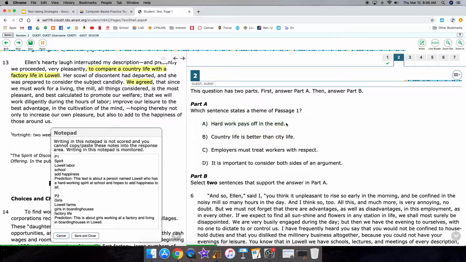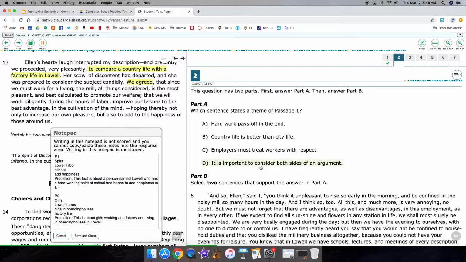Hard work pays off in the end. Well, maybe. Country life is better than city life. Well, we know that they agreed that the mill life is actually better, so it can't be B. Employers must treat workers with respect. It doesn't really talk about the employers too much. We know that one girl, Ellen, is kind of unhappy with the way she's treated, but it's not really the point.